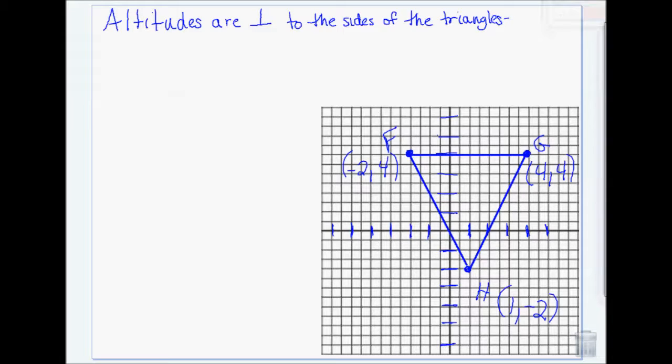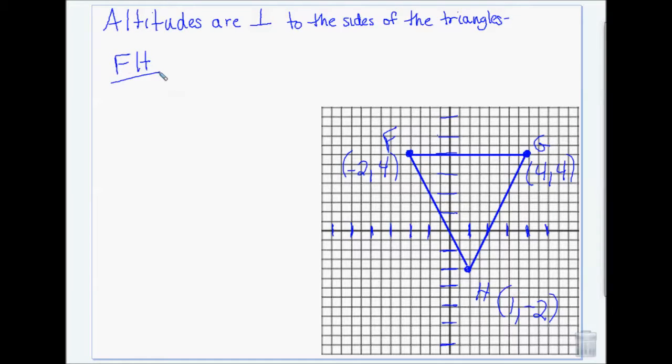Altitudes are perpendicular to the sides of the triangles. So we're going to use that fact to find the equations of the lines that are going to come off the sides so that we can see where they go. So I'm going to start with the segment FH.